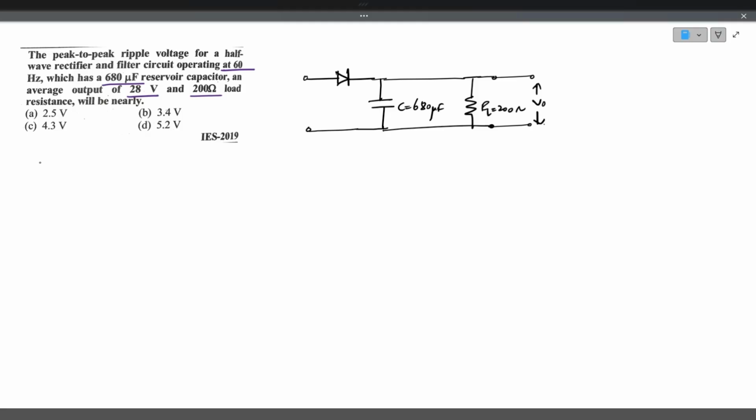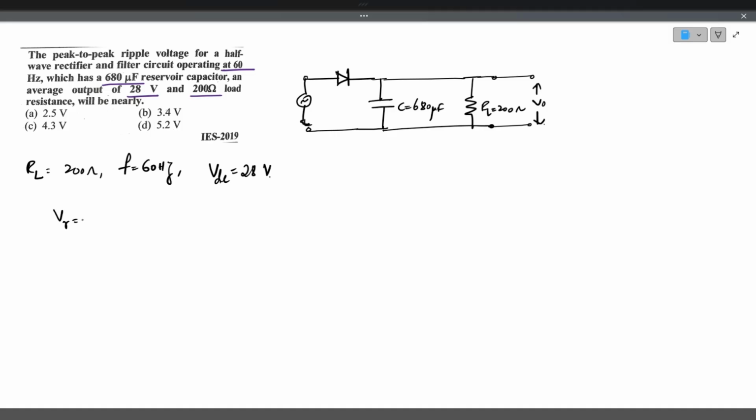So the given parameters are RL equals 200 ohms and frequency is given as 60 Hz. 60 Hz is the input voltage frequency. And average DC voltage at the output is 28 volts. Now the peak-to-peak ripple voltage. He is asking the peak-to-peak ripple voltage.